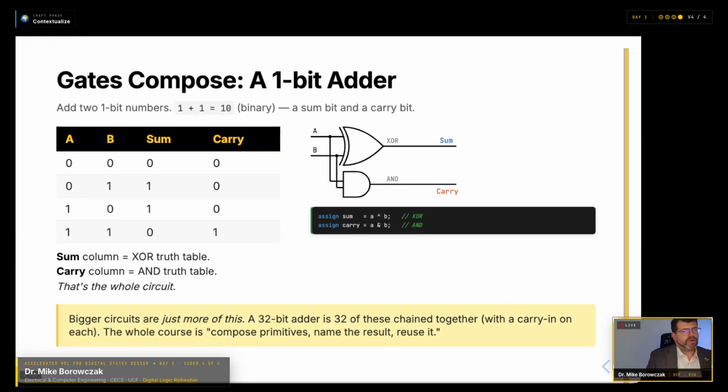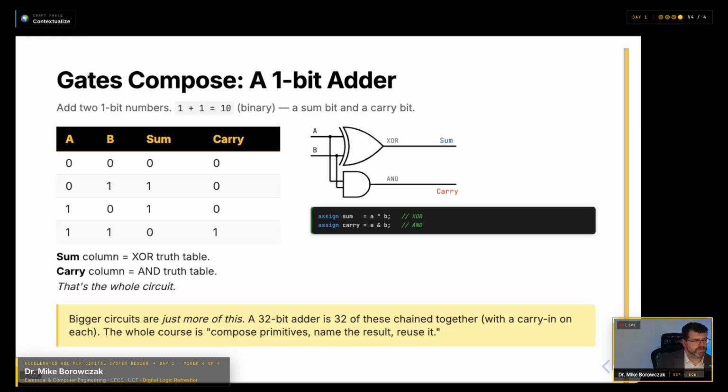So fundamental to what we're doing here, our gates can be composed. You can imagine that we have a desire to add two 1-bit numbers, 1 plus 1. So 1 and 1 in binary ends up making 1, 0. And so we would want maybe a sum bit and a carry bit, right? The sum of the two plus the overflow carry. So you can imagine writing a truth table, right? I've got A and B.